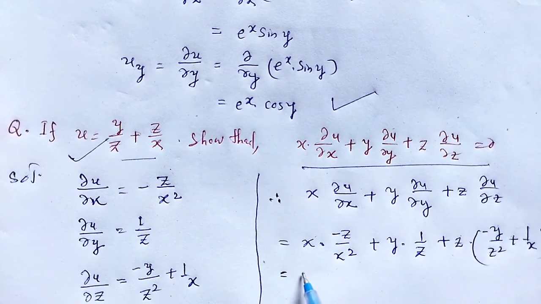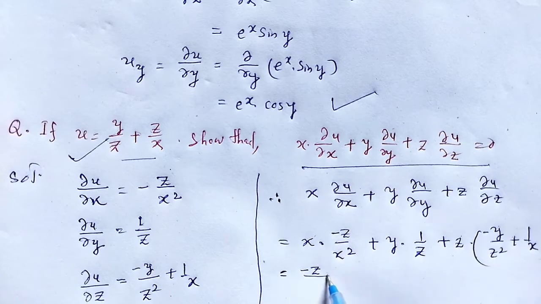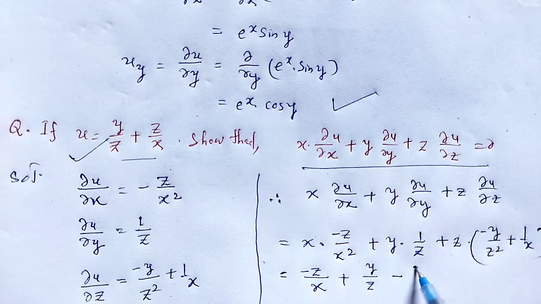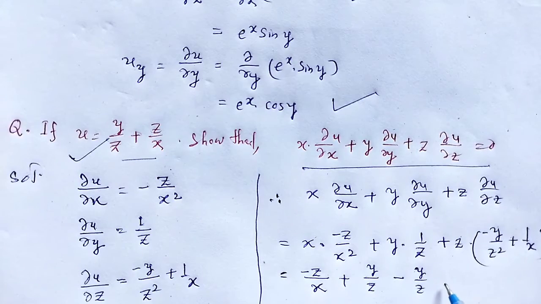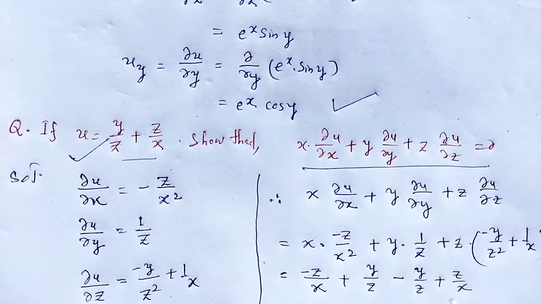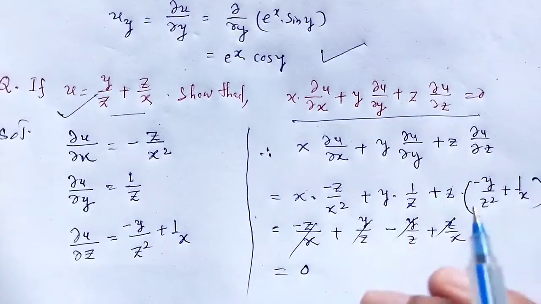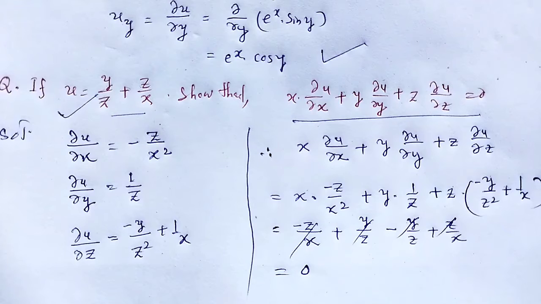We can solve it as minus z divided by x plus y by z, it is minus y by z plus z by x. Cancel out, the value is 0. So you prove it by using the concept of partial derivatives. Again we also solve a question regarding the variable to be treated as constant.